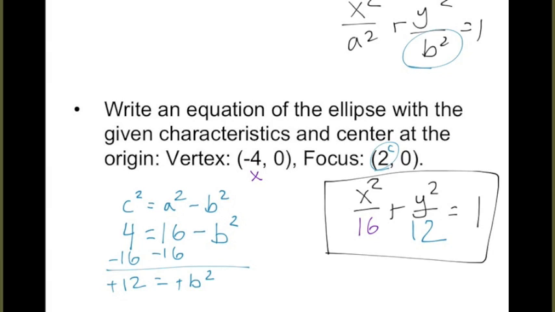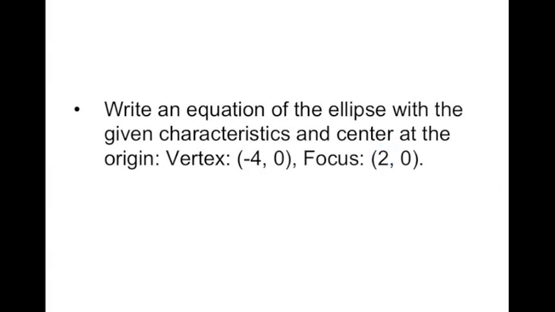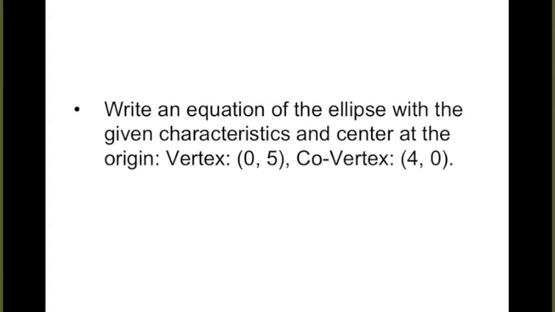We have two more equation writing examples. So x squared over something plus y squared over something equals 1. The 5 is in the y part of a point. So what do I do with it? Square it and put it under the y. 25 goes under y squared.